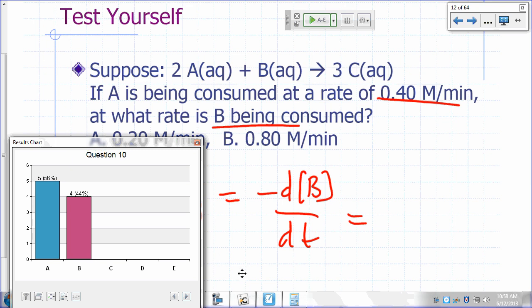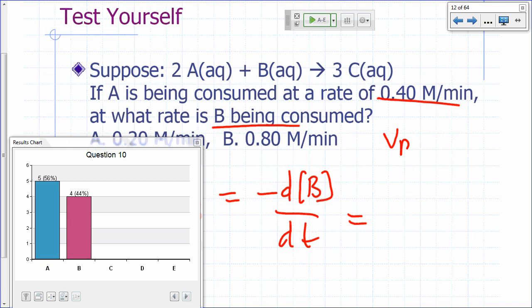50-50. Okay, I'll give you a chance to fix your answer. Need to convince your neighbor your answer is correct first. Who picked A and who picked B? What was the relationship?